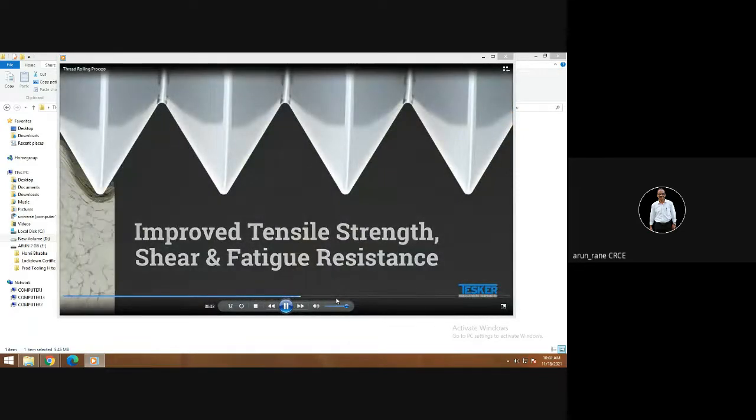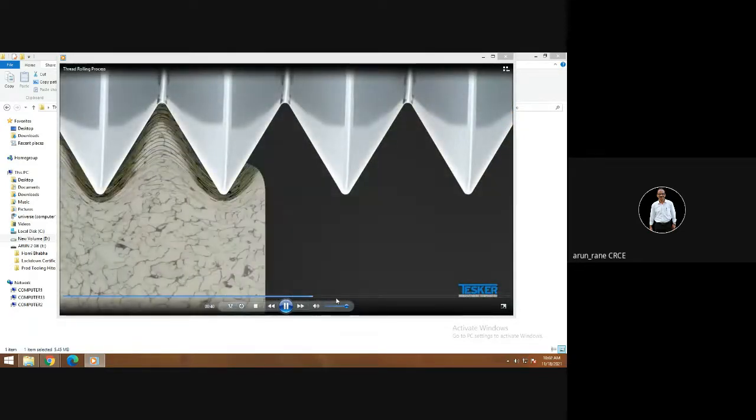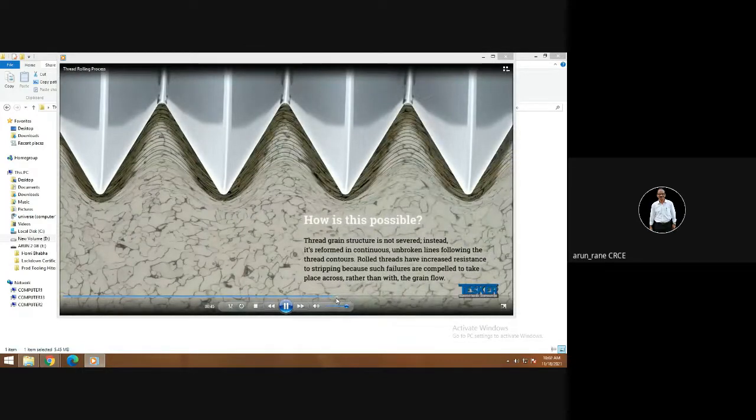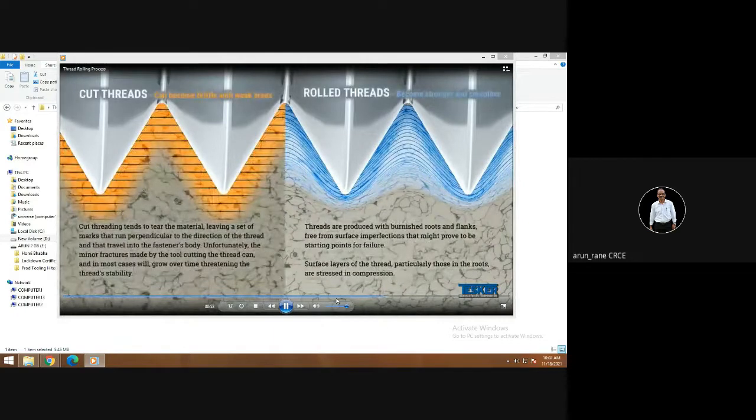Advantage of thread rolling is it improves the tensile strength, it improves the fitting strength. And one thing that you have to remember is that in case of thread rolling, the diameter of the component should be equal to the pitch diameter. You should see, if it is cut thread, that means threads which are done on the lathe machine, and if it is rolled thread, see how the grain direction is.